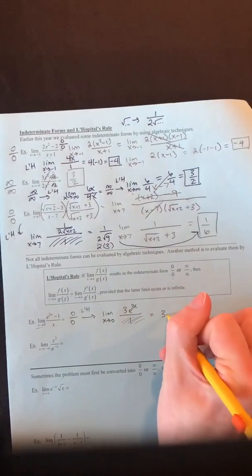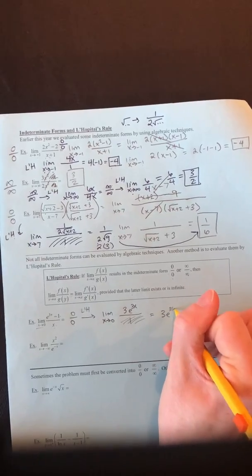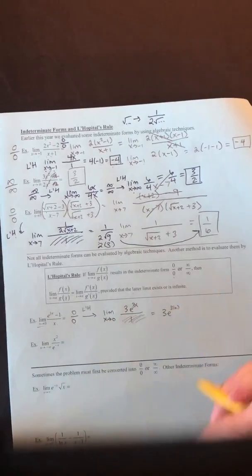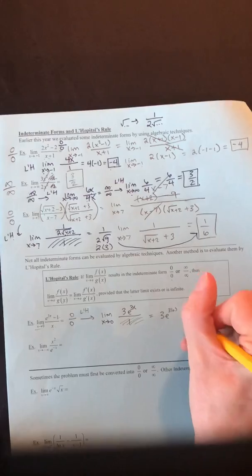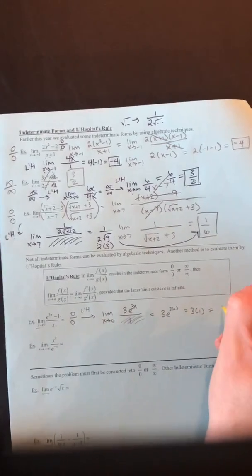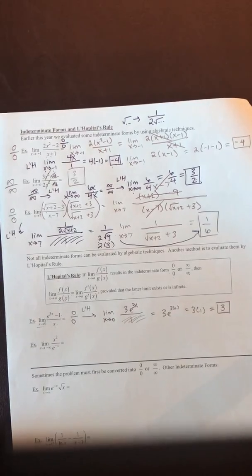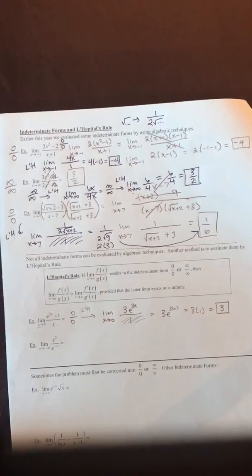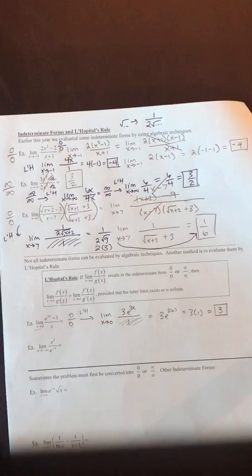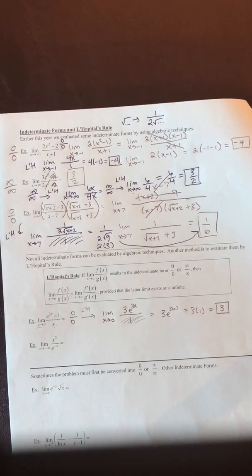So I've got 3e to the 3 times 0. 3 times 0 would be 0. e to the 0 would be 1. And so that answer is going to end up being 3. All right, really nice, really easy. L'Hopital's rule. Very nice way of getting these indeterminate limits done super quick and super easy. All right, next example, let's see.